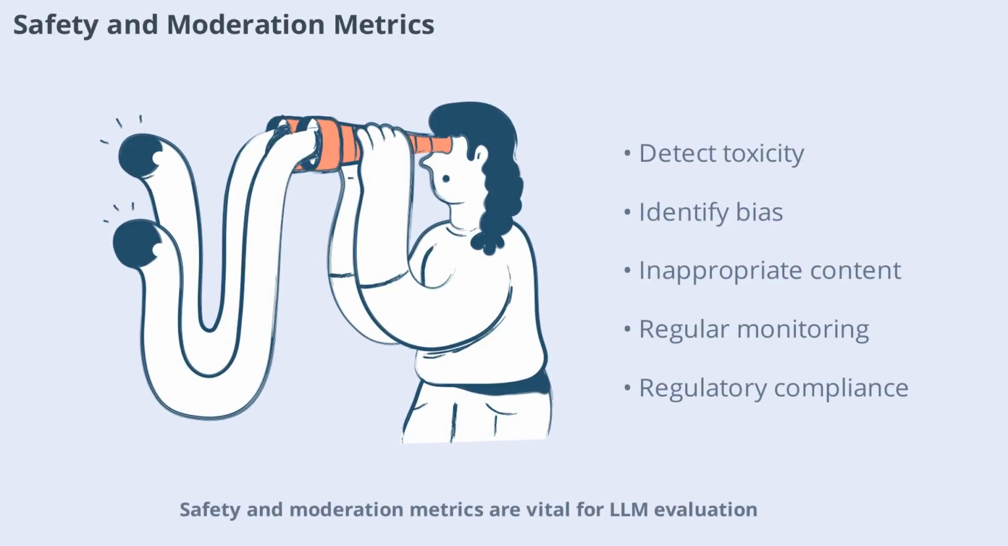Safety and moderation metrics are vital for LLM evaluation, especially in production environments. Use classifiers or feedback functions to detect toxicity, bias, and inappropriate content. Regular monitoring ensures your system remains safe and compliant with regulations.